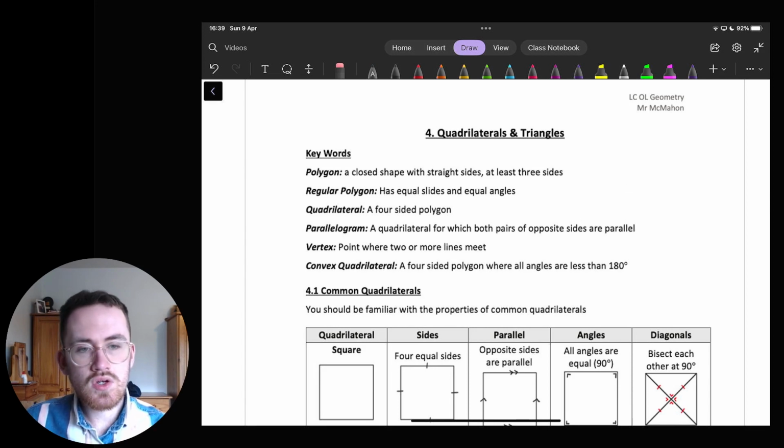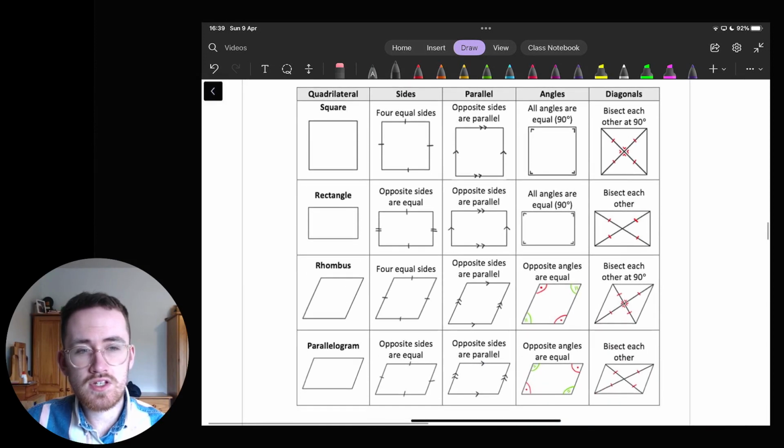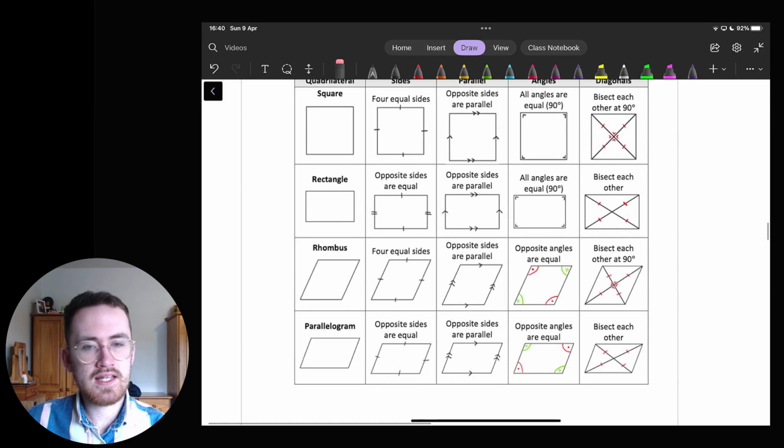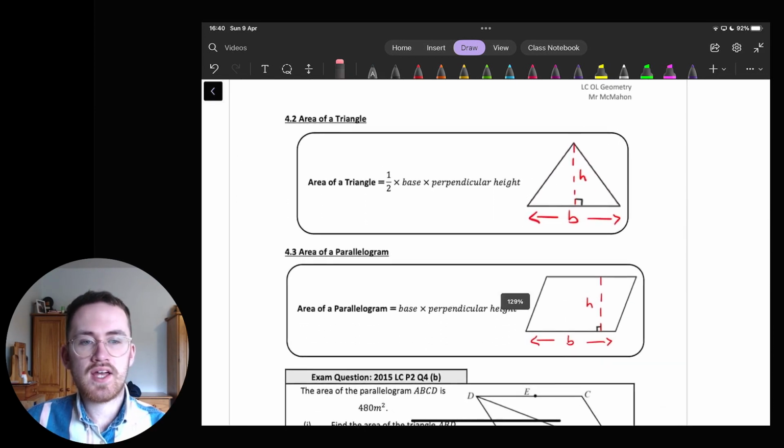Looking at our common quadrilaterals, this is all in your notes, just for you to go over. You should know the different types of quadrilaterals, how their sides interact, what sides are parallel to each other, what angles are equal, how the angles are related, are opposite angles equal, are all angles equal, what happens with the diagonals, do they bisect each other, do they bisect each other at a right angle. These are all things you should know for all these shapes because you're going to need them to answer your questions. Next things to know: area of a triangle, area of a parallelogram.